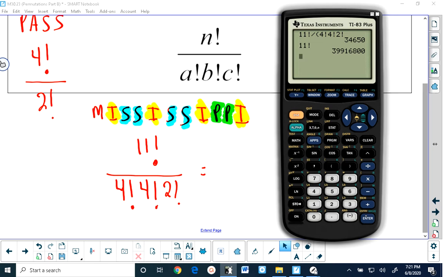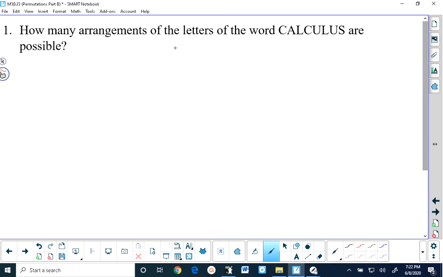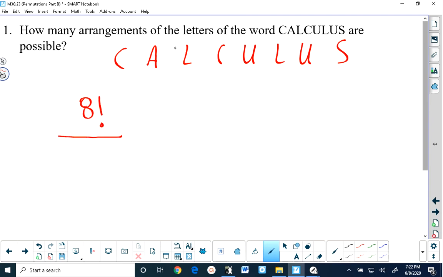So number one, how many arrangements of all of the letters of the word calculus are there? I always like to just write this a little bit bigger. How many letters are there? 2, 4, 6. There are 8 letters, so you would normally say 8 factorial. And we are going to divide by, now here's where I think you can easily make a mistake if you don't write things on paper.